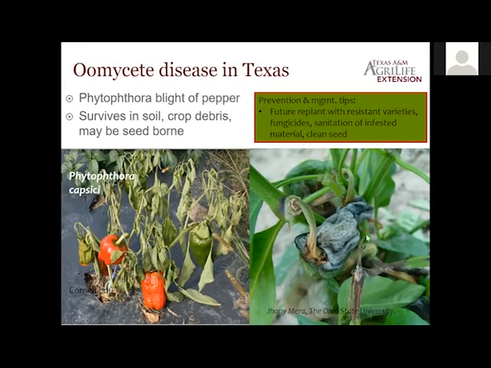Key things on recognizing this: you have these chocolatey brown to black necrotic areas on the stem that will start lower and work their way up. It'll also look almost greasy, not necessarily wet, but just greasy. And then on the fruit, this is probably the most recognizable thing: you have this really greasy looking line of progression, and then you'll have heavy sporulation behind it. So that's a very classic look for Phytophthora blight.